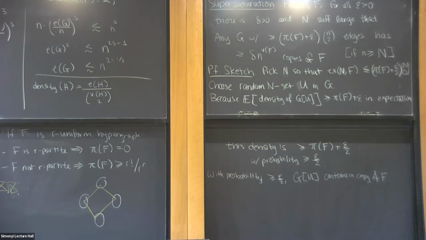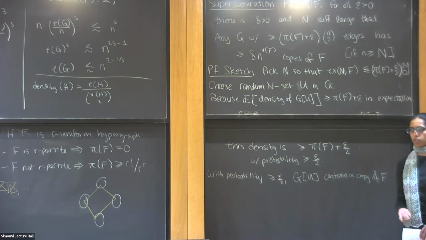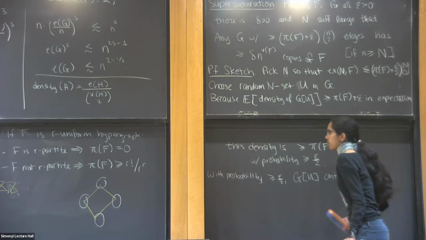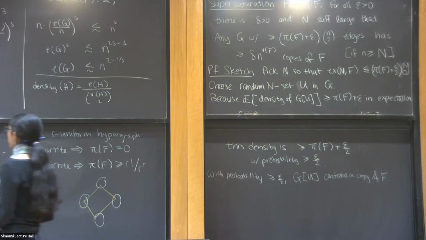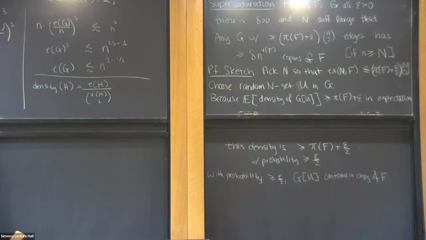But if you then just compute out the number of copies of F using this observation, you conclude that the number of copies of F is beta times n to the number of vertices. So in other words, if you pick V of F vertices, there is some small but constant probability that they form a copy of F. So that's really helpful because it means that we can use hypergraph Turán to help us.